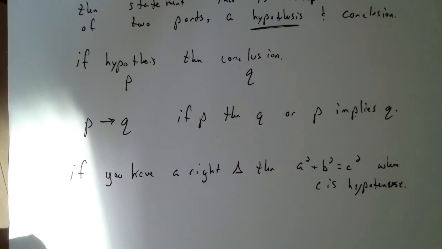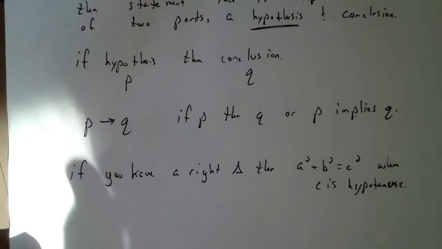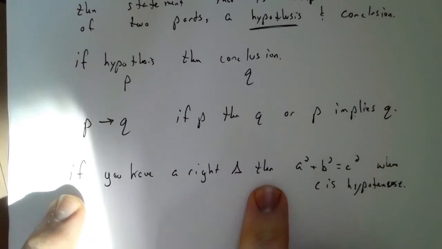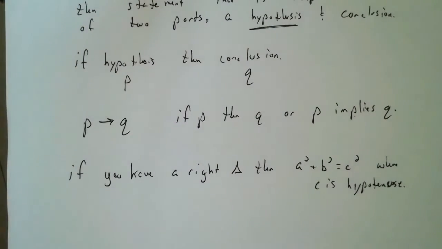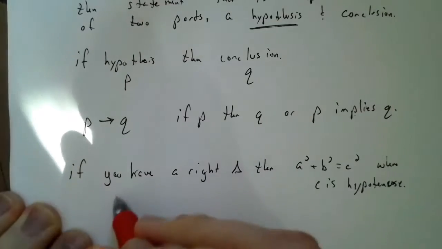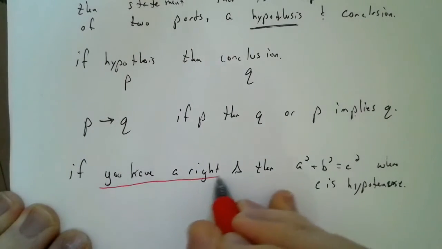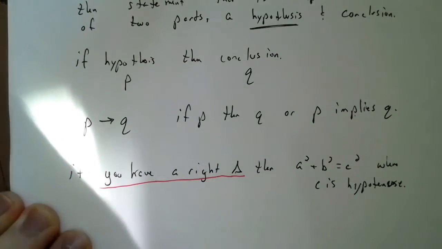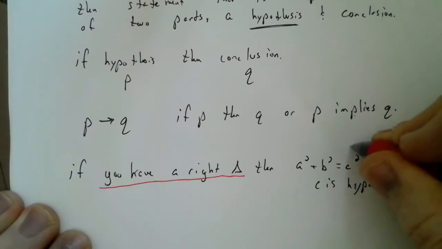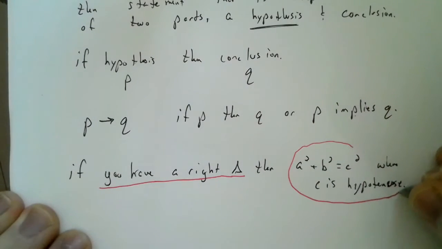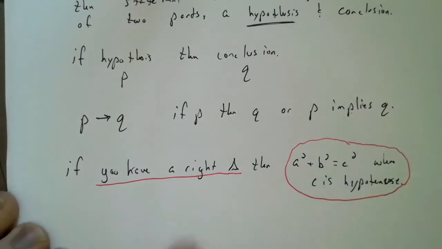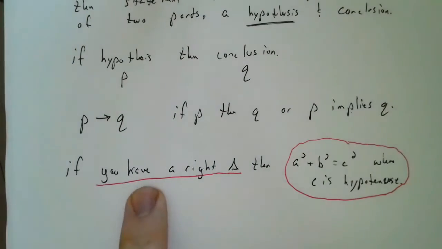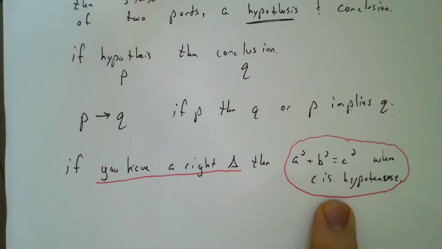Now, often what's going to happen here is I'm going to ask you to underline the hypothesis and circle the conclusion. Now here, the words if and then should never be circled or underlined. They simply indicate where it is that we're looking, okay? So here, the hypothesis is you have a right triangle. Then the conclusion would be a squared plus b squared equals c squared when c is the hypotenuse. So you can see here, underline the hypothesis, circle the conclusion, all right?